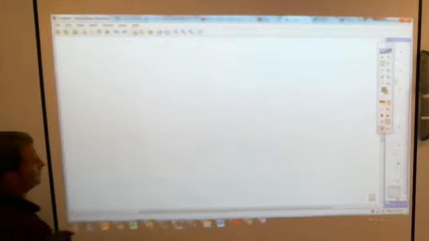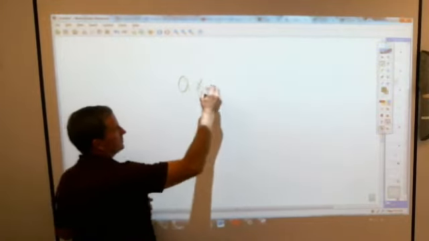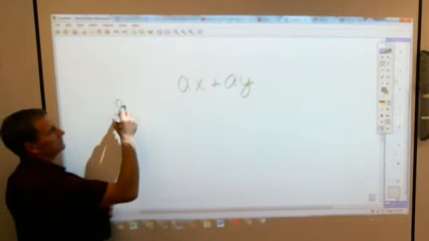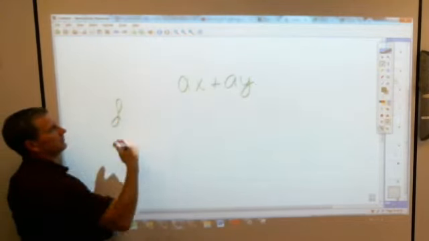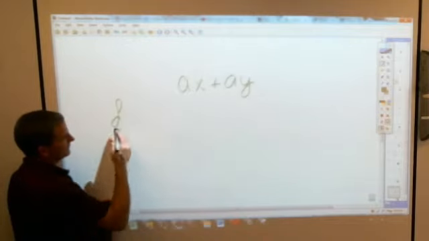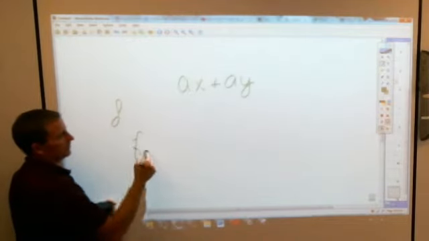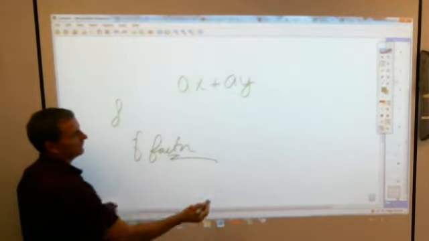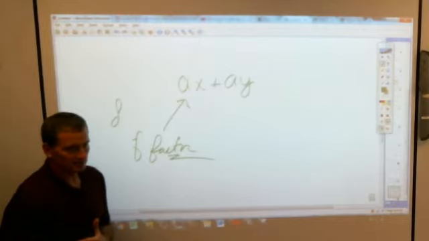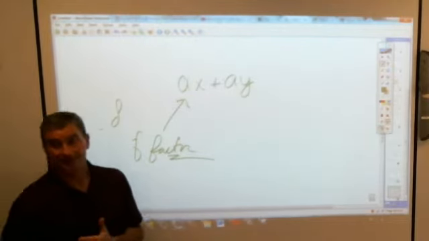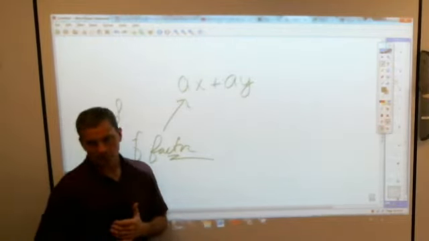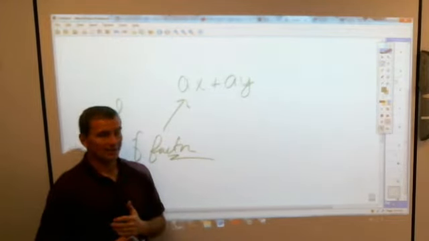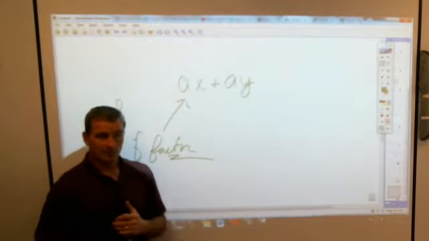How about this, by the way? ax plus ay. If I asked you to factor that, what would you get? Now notice there's no numbers there, but it doesn't have to be numbers. As long as they have something in common, you can factor. What do you suppose you're going to factor out of ax plus ay?